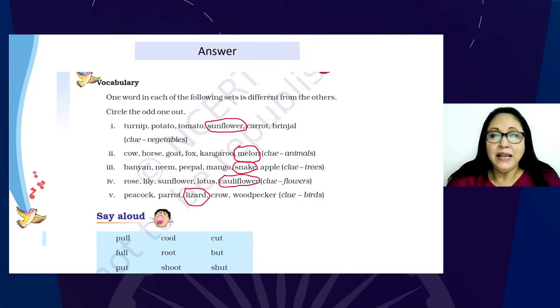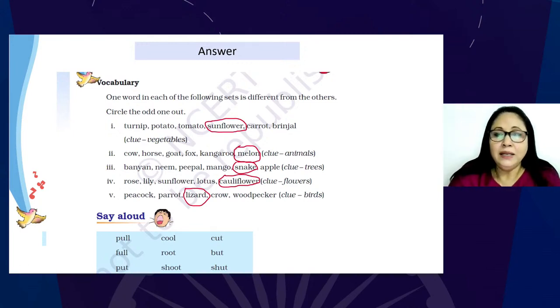Right. Second one, melon is a fruit. It is not an animal. The rest are all animals. Then the third one, snake is not a tree. Banyan is a tree. Neem, peepal, mango, apple are all trees. But snake is a reptile.